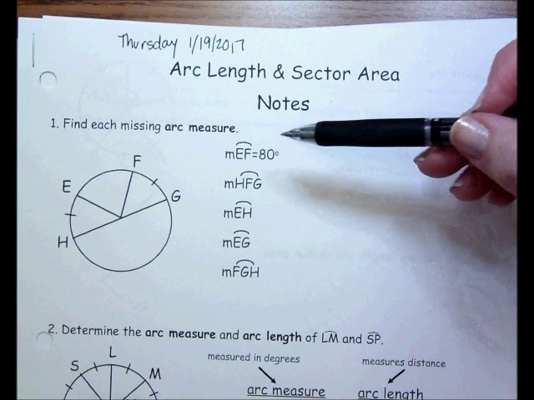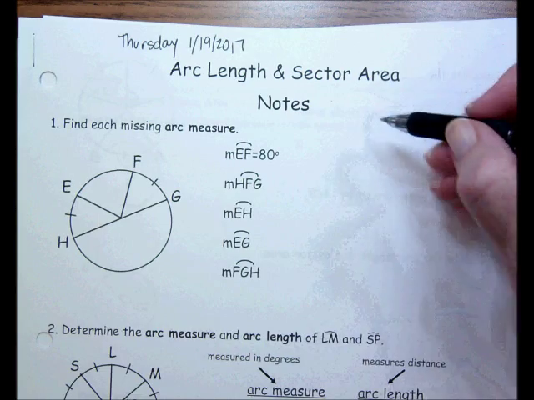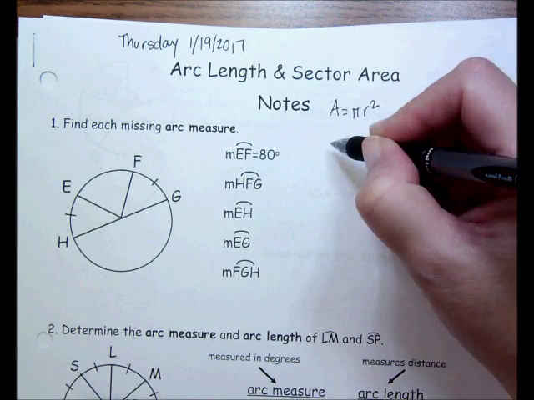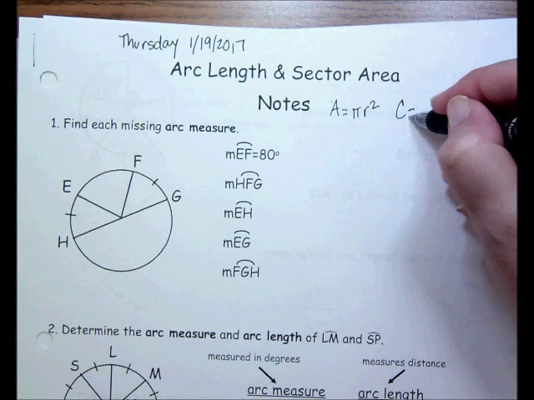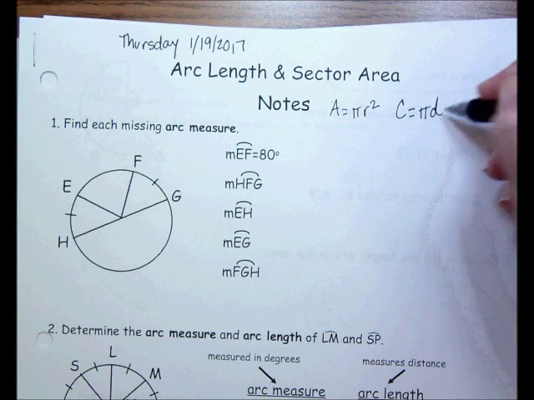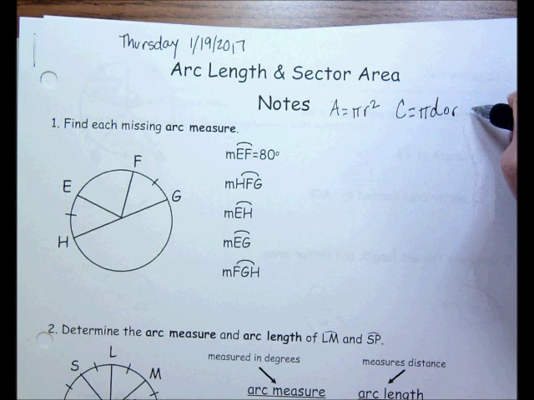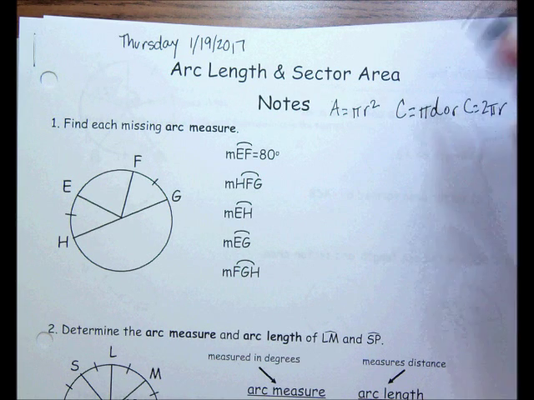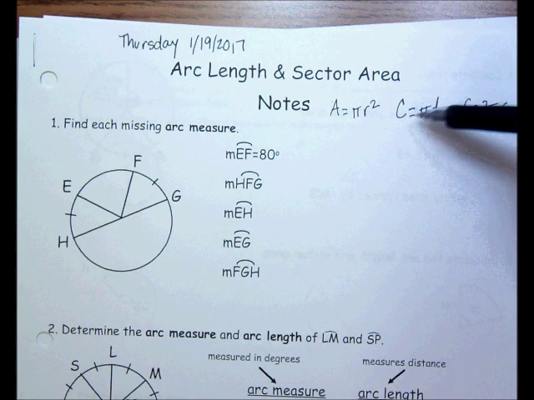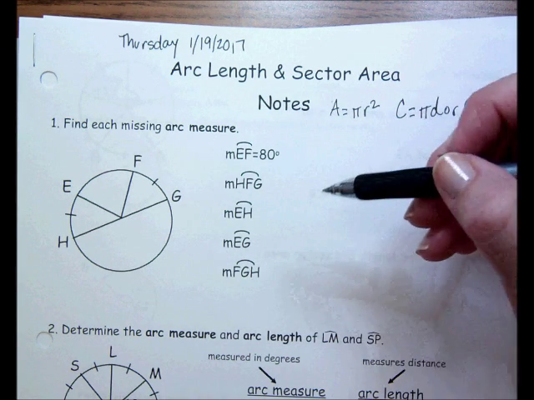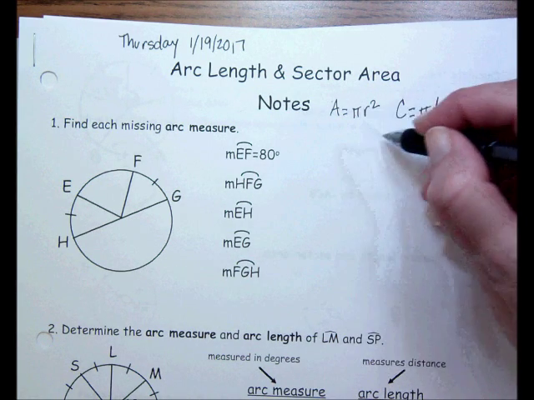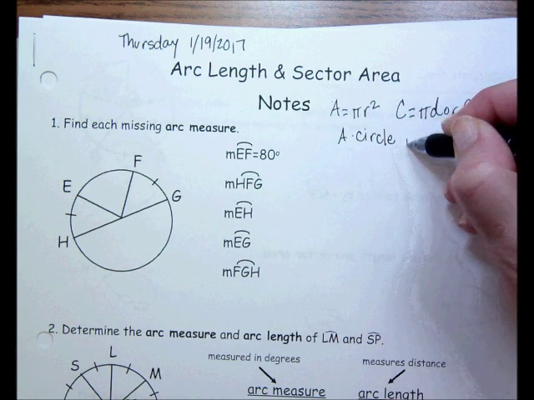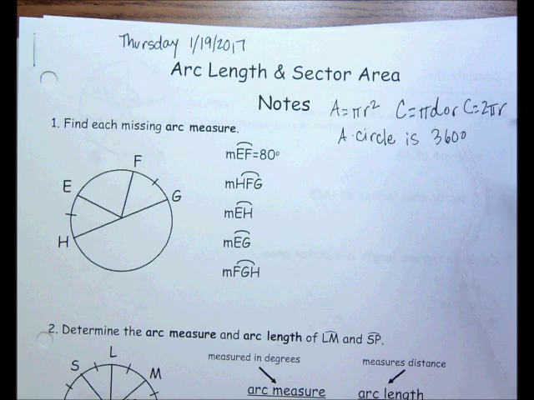The first thing that we talked about today in class was that the formula for the area of a circle is pi r squared, and the formula for the circumference of a circle is pi times diameter, or C equals 2 pi r if I'm given the radius, because it takes 2 radii to make 1 diameter. And also we talked about a circle being 360 degrees.